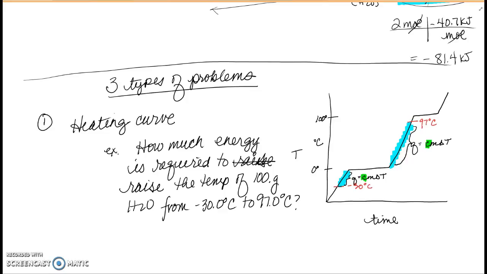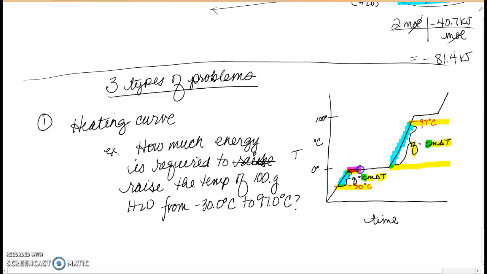So you could find out how much heat energy it takes to go from, in this case, 0 to 97. That would be your temperature change, and your mass is 100. Here you're going from negative 30 up to 0. So 0 minus negative 30 is your temperature change, 100 grams.